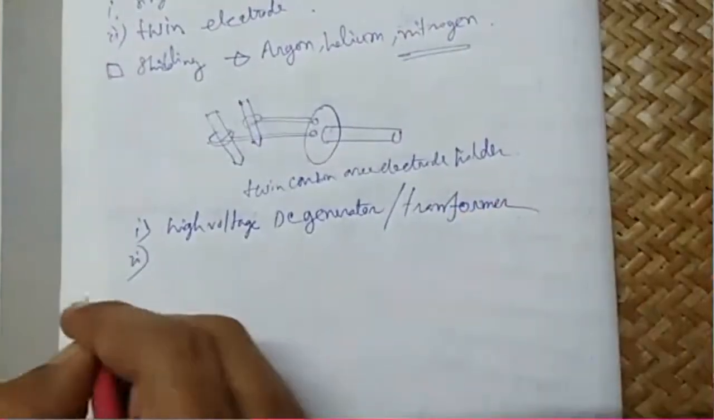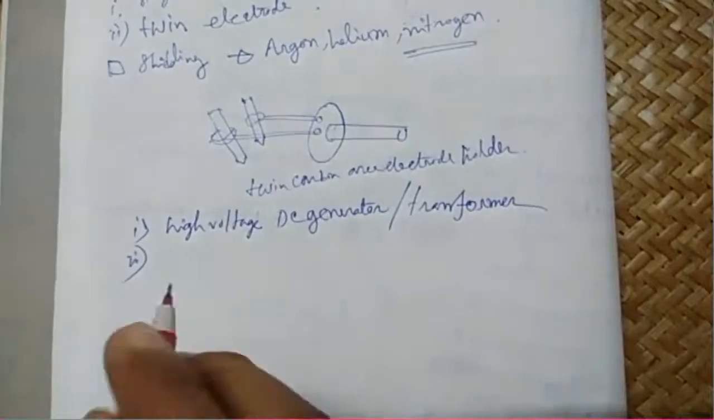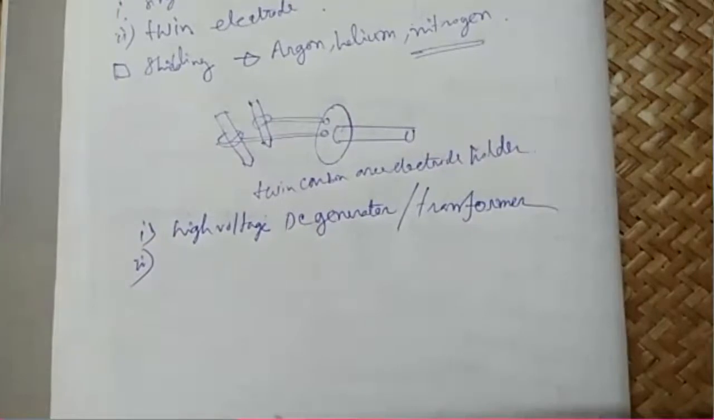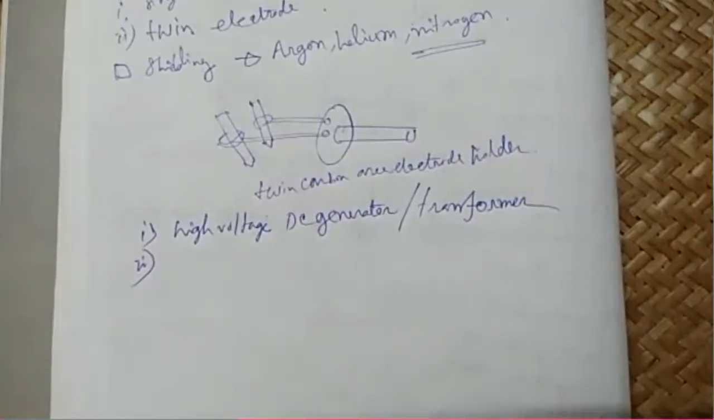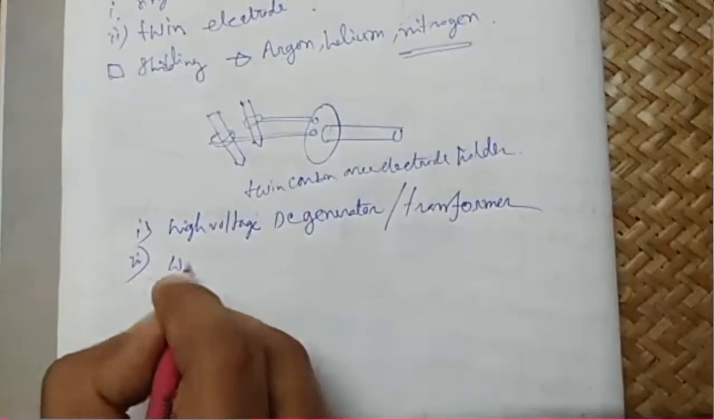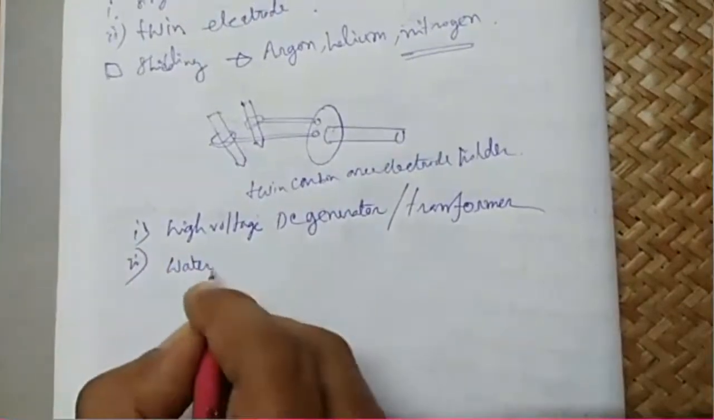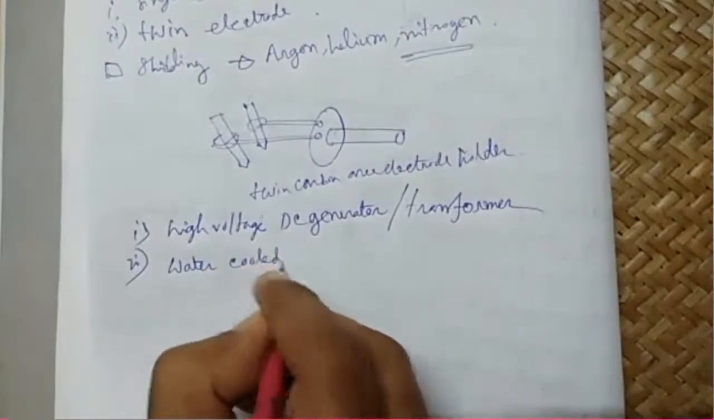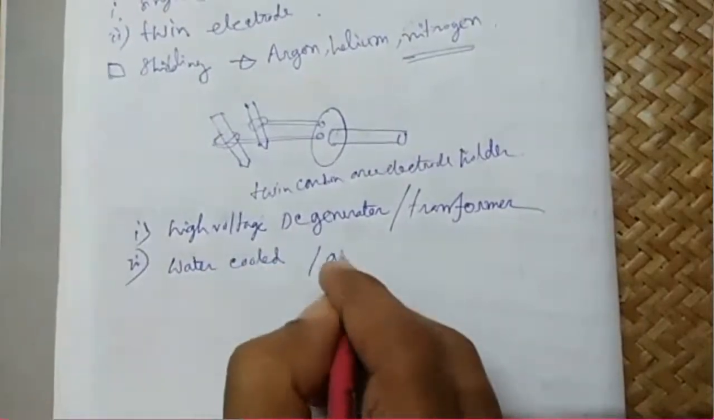Number two, the electrode does get heated, of course, but if it goes very high, graphite cannot withstand that, and for that the electrode has holes, passages to pass water. So it may be water cooled or it may be air cooled.